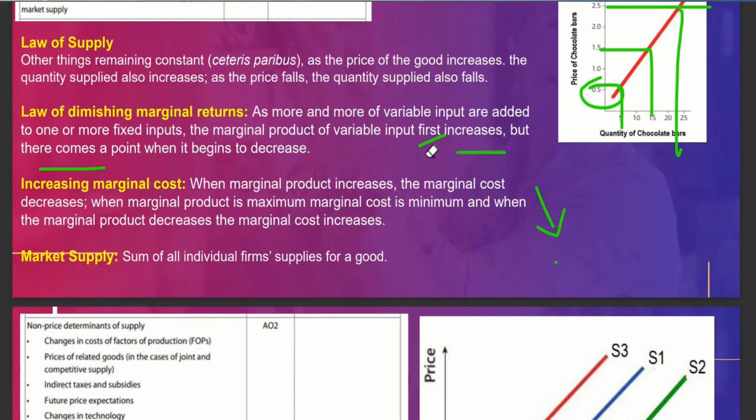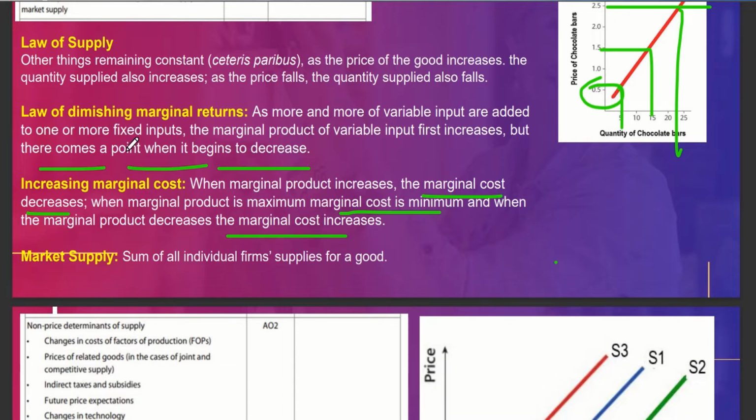Because of the increase in the marginal product, the marginal cost is decreasing initially. When the marginal product reaches its highest point, the marginal cost reaches its lowest minimum point. And when the marginal product starts to decrease, the marginal cost is increasing. So marginal cost and marginal product are just opposite.